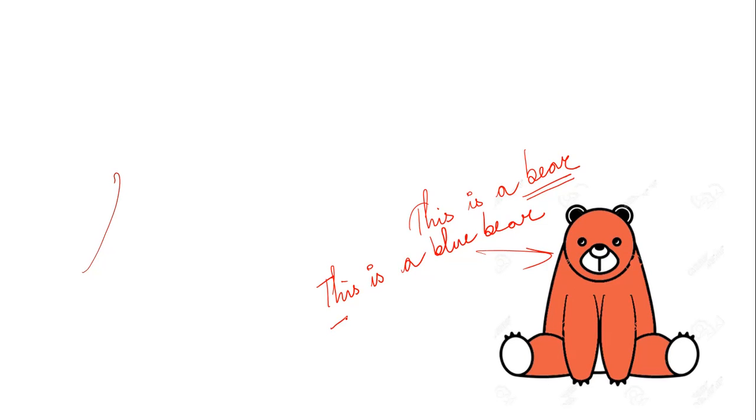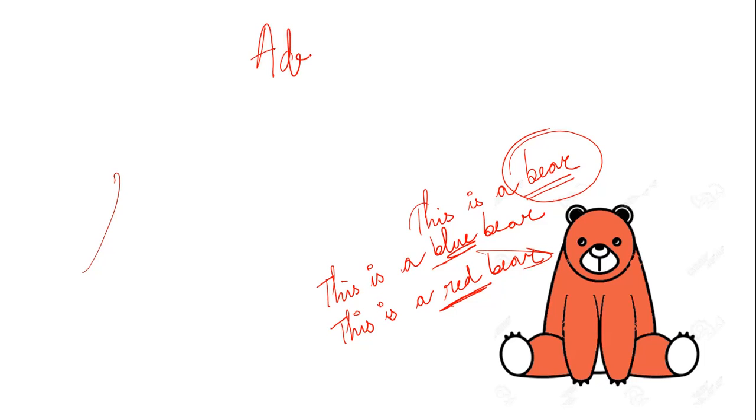Now I can also write, as you can see the color of the bear is changing, this is a red bear. So here, blue and red. What are these words doing? They are adding something to the noun bear. So they are giving more meaning to the word bear. In other words, they are just describing the noun bear. So these words like blue, red, these are called adjectives.